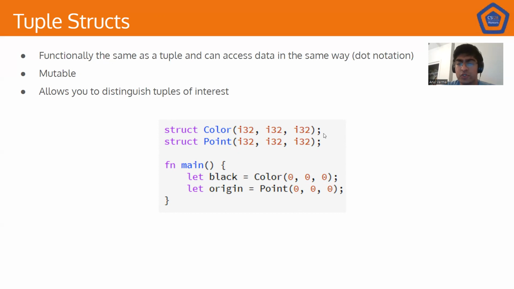So it allows you to distinguish your tuples of interest and indicate that they have something special about them, or there's a way of storing them that's important, or the data they store, basically. And they're useful in certain cases, but generally I don't see much use for them outside of just tuples in general, and they function very much in the same way as tuples do.